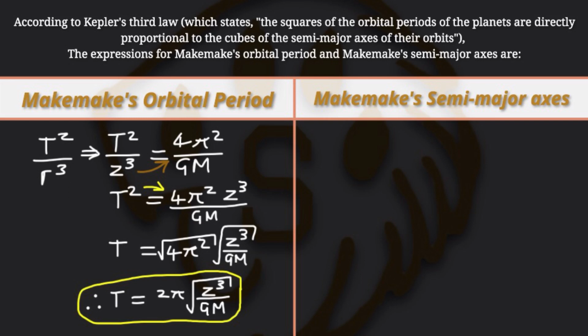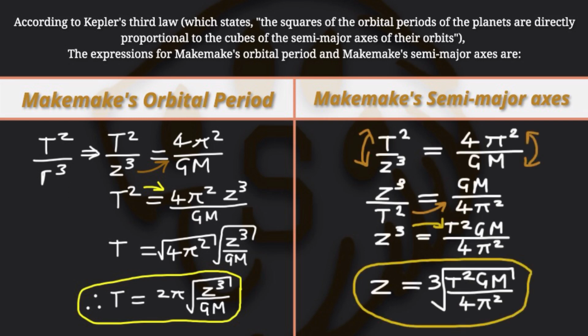So T squared will now be equal to 4 pi squared, and we have moved the denominator z cubed to the other side, so it becomes 4 pi squared times z cubed over GM, and then T will be equal to the square root of the constant multiplied by the square root of z cubed over GM, and that will be the answer. T is equal to 2 pi multiplied by the square root of that expression.